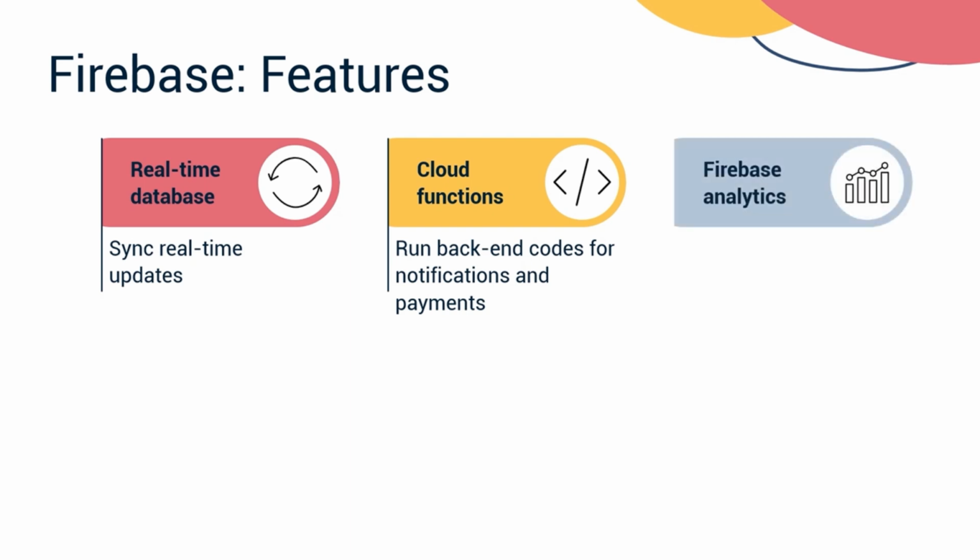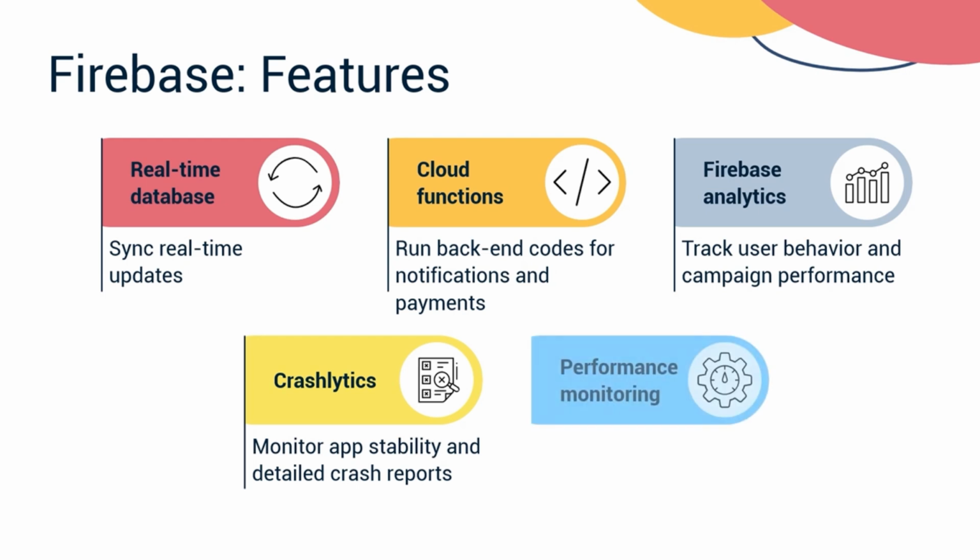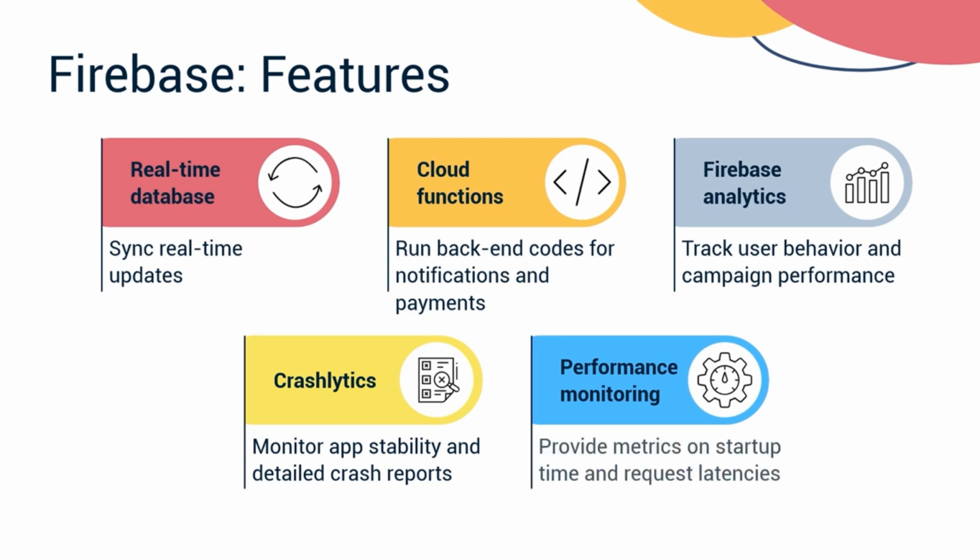Additionally, Firebase Analytics provides insights into how users interact with the app. It can be used to track user behavior, measure campaign performance, and gain valuable data to make informed decisions. Further, Crashlytics helps monitor app stability in real time. It provides detailed reports on crashes and errors, making identifying and fixing issues easier. Firebase also offers performance monitoring, which helps understand the app's performance and improve it by providing detailed metrics on things like app startup time and network request latencies. Let's examine how these capabilities translate into practical applications through various use cases.